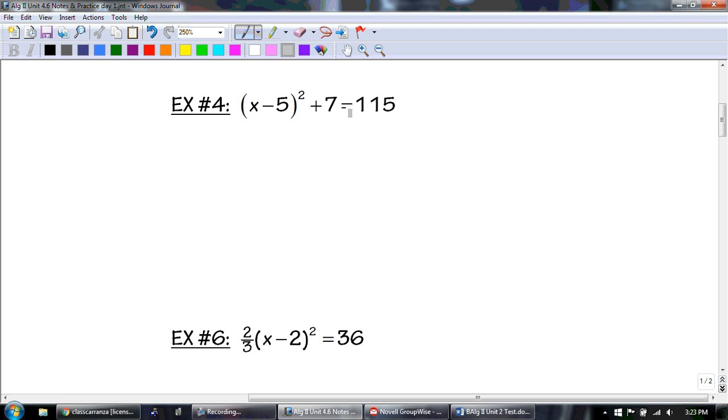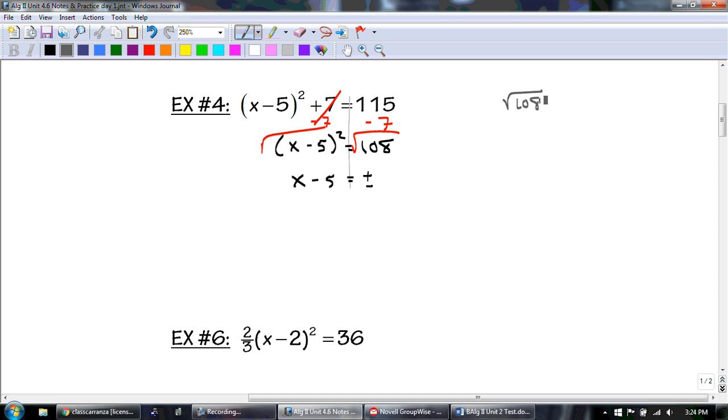All right, number 4, this is the first time that we're seeing a number outside. So I have to, SADMEP. SADMEP means I need to cancel addition or subtraction first. So then we have x minus 5 squared equaling 108. And then I can take the square root. And then I have x minus 5 equaling plus or minus, but I got to come over here and break down 108.